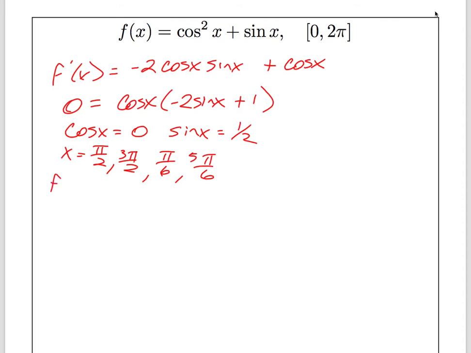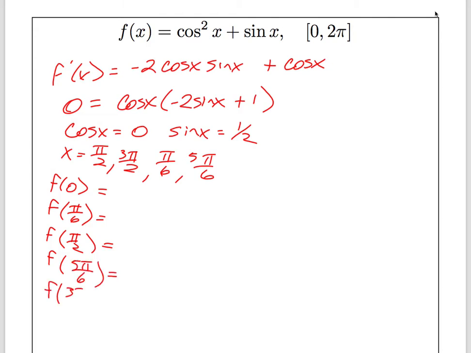Alright, so I need f of 0. I need f of, which one comes next? Which one's the smallest of those 4? Pi over 6. Which one is after that? Pi over 2. 5 pi over 6. So quite a bit to plug in, so it'll be good practice.